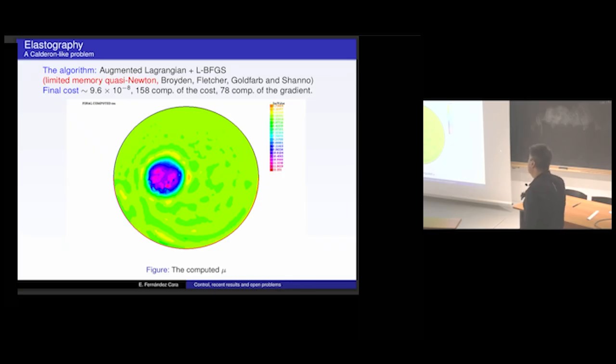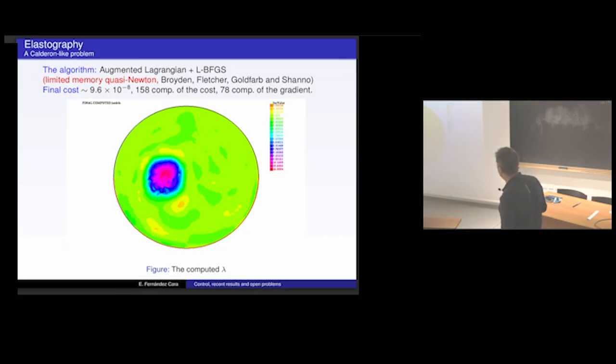We have had to use a very specific algorithm for the solution of the minimization problem because, as I have said, the situation in a hyperbolic system is not the best possible. We have tried several algorithms, and we have seen that the best results have been obtained with this version of a quasi-Newton algorithm after many computations of the gradient. But anyway, we have been able to recover the values of mu and lambda that were there.